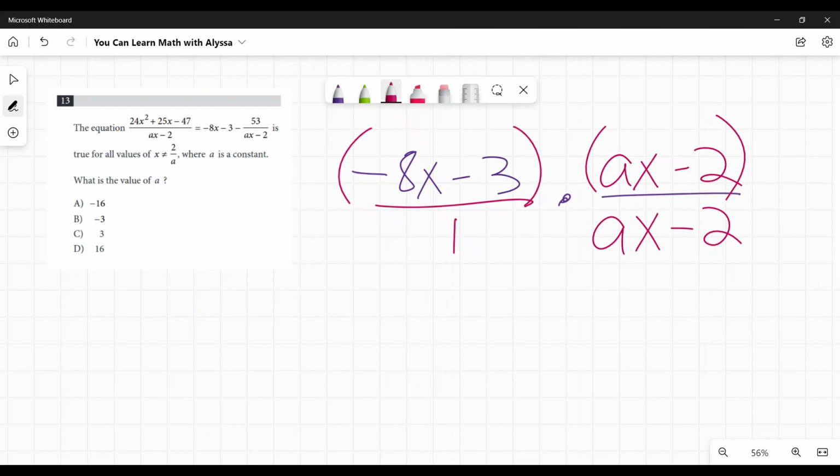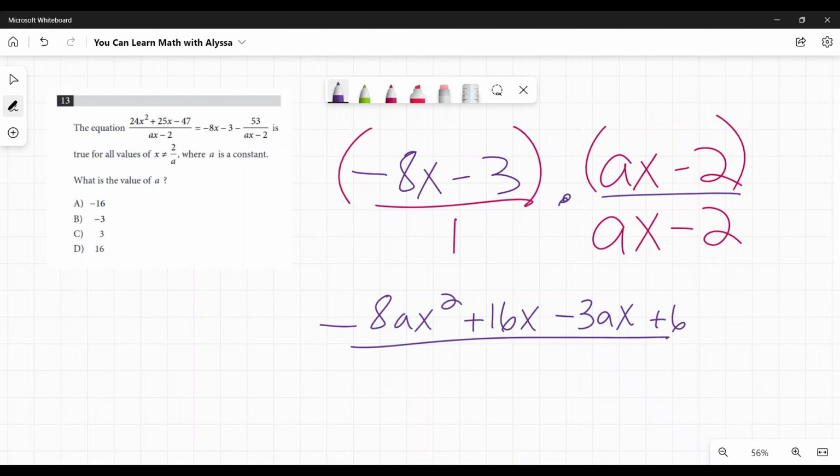So on top, this is a FOIL situation. You're going to distribute: do your first terms, your outside terms, your inside terms, then your last terms. That's the FOIL acronym. It also means distribute. All right, so first, negative 8x times ax is negative 8ax squared. Our outside terms, negative 8x times negative 2 is positive 16x. Inside, negative 3 times ax is negative 3ax. Last, negative 3 times negative 2 is a positive 6, all over ax minus 2.